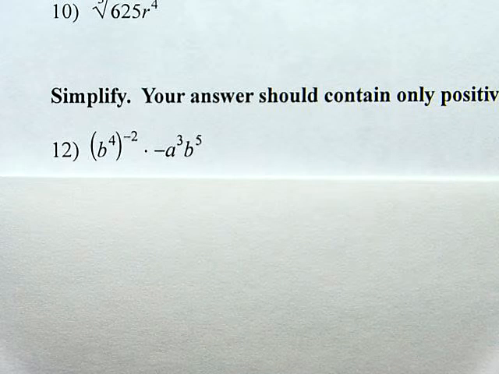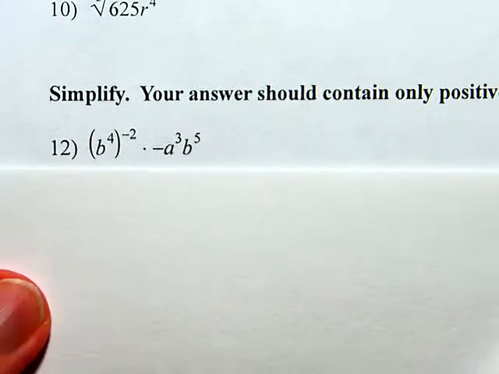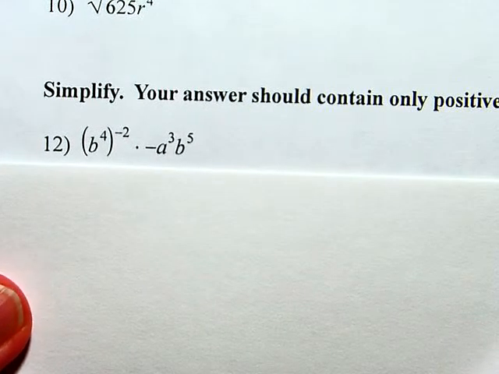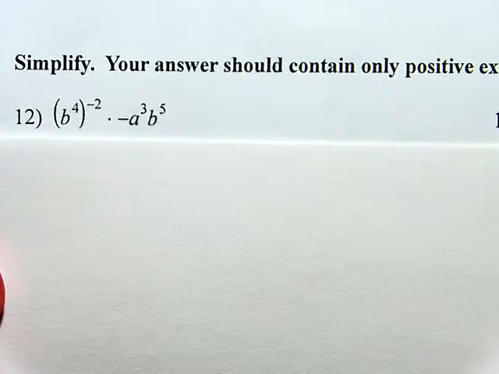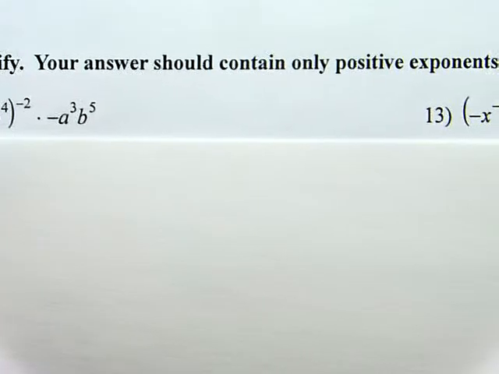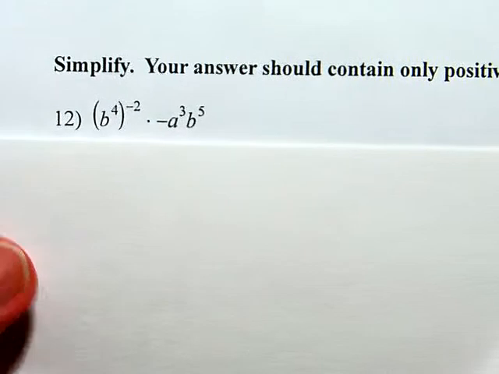So let's review some exponent rules and how we would simplify some of these expressions. Let's look at b to the fourth. Let's first read it so we know exactly what we're being asked here. Simplify in such a way that your answer only contains positive exponents. Okay, so let's look at the first problem here.